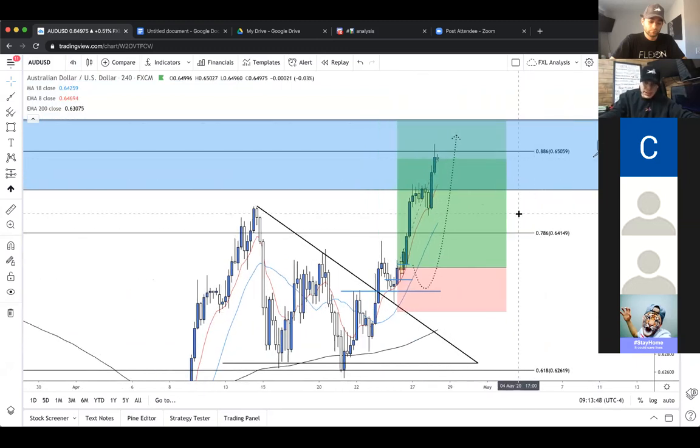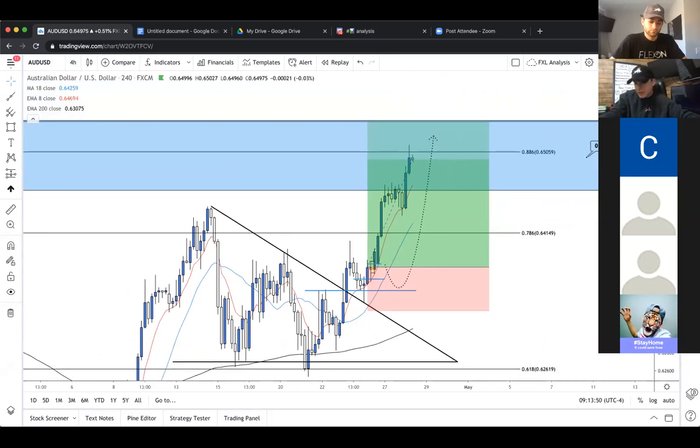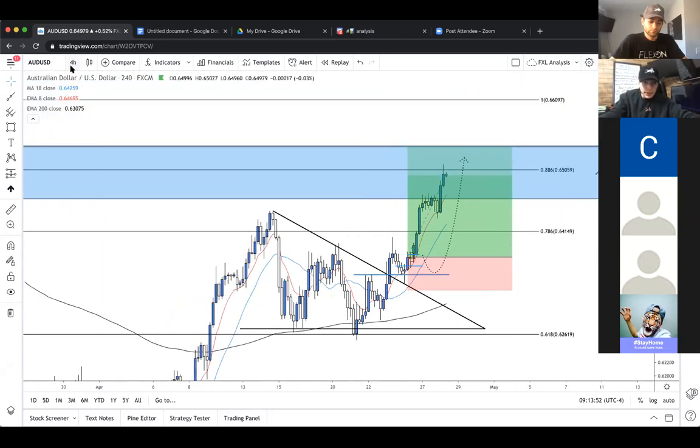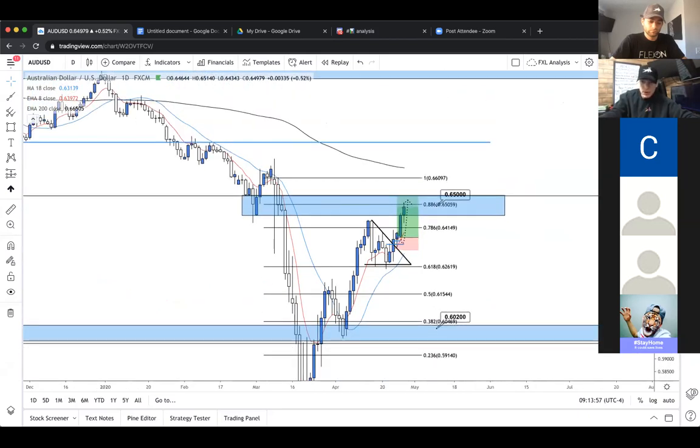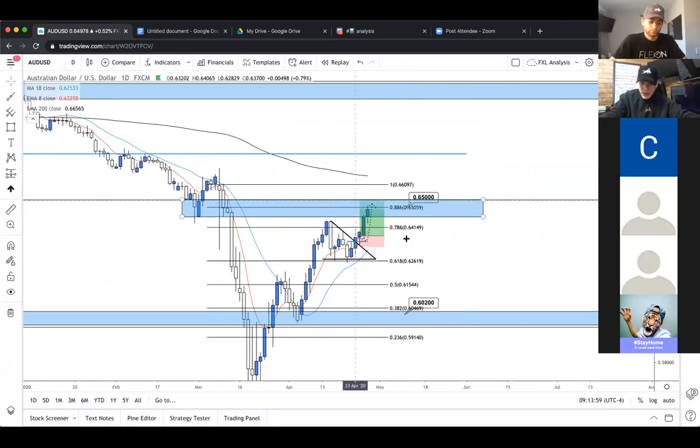So I want to see how it reacts at this weekly zone. Will this have enough momentum to break higher? Let's go to the daily and take a look. So this is the area. So overall, higher time frames are very bearish. So this is the area where we're going to anticipate some sort of reaction, right?